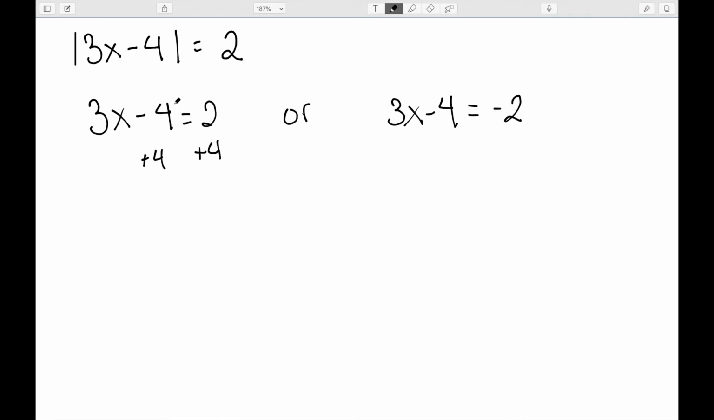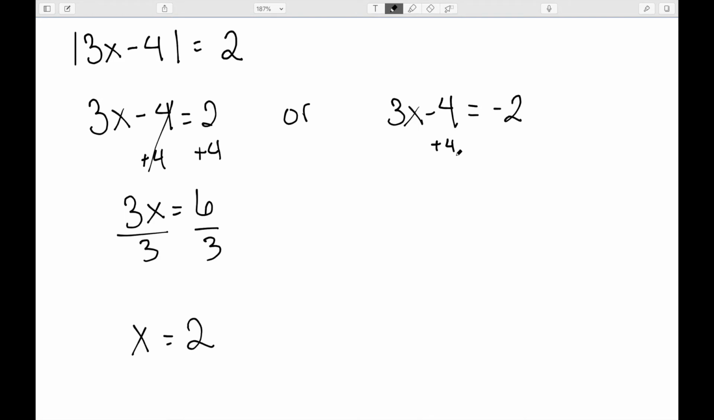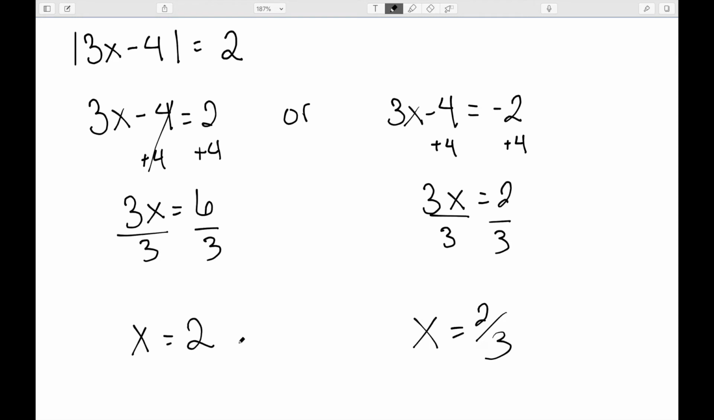Adding 4 to both sides on the equation on the left gives me 3x is equal to 6. And dividing both sides by 3 gives me x is equal to 2. On the right, I can add 4 to both sides to get 3x is equal to 2, divide both sides by 3, x is equal to 2/3. So my two solutions, x equal to 2 and x equal to 2/3.